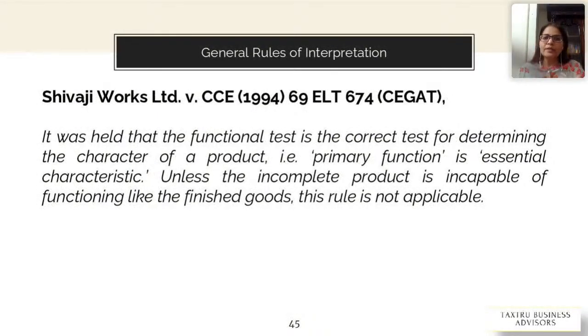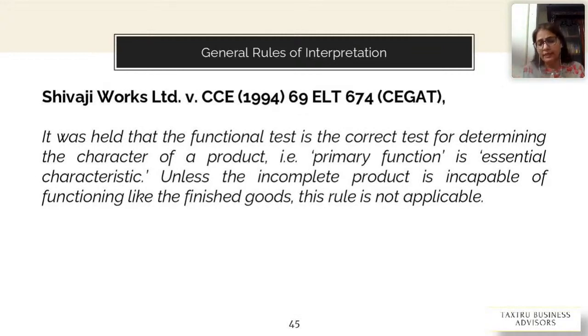In Shivaji Works also, it was held that the functional test is the correct test for determining the character of a product, that is, the primary function or the essential characteristics. So it has to be seen by way of these essential characteristics only. There is a famous judgment for BMW, where a car was imported in CKD format and it did not have the steering and the seats. So they said no, it cannot be called a car. So there are judgments on both sides, some in favor of the assessee, some against.